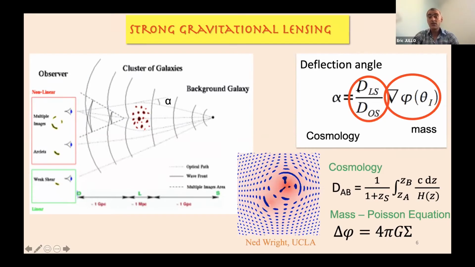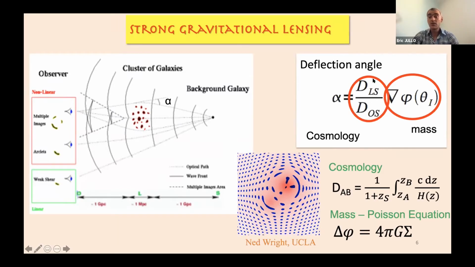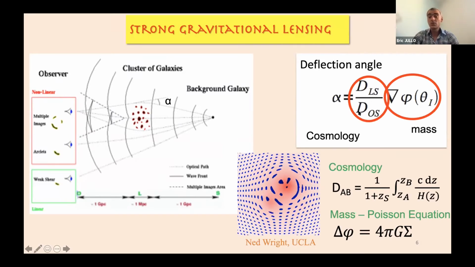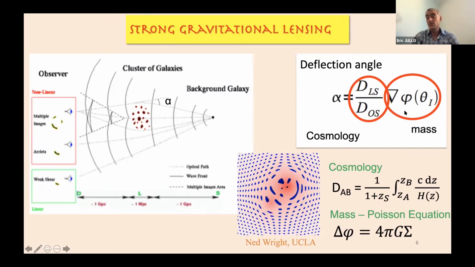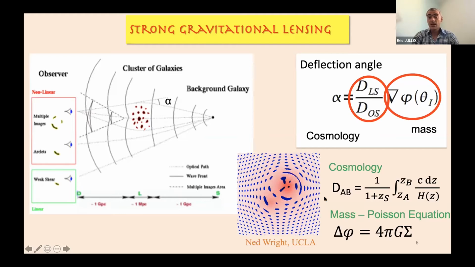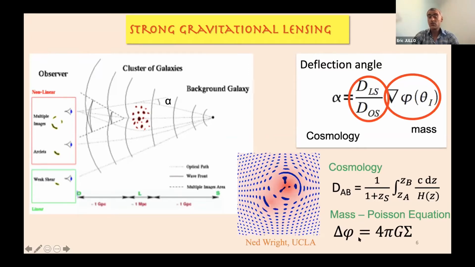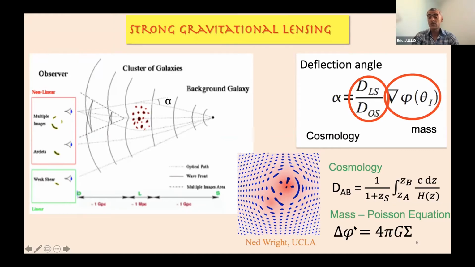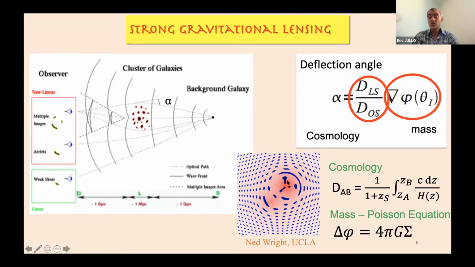And you have this deflection angle, which is the central quantity in this analysis, which depends on the ratio of distances, which contains the cosmological information, and the gradient of the potential, which is related to the mass distribution in the lens. And here you see the relation of the estimate of the distances, and this is the Poisson equation, which relates the potential to the matter density.